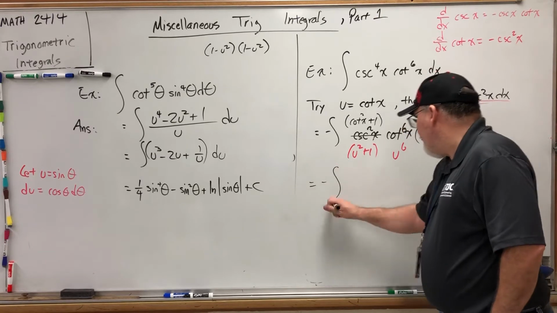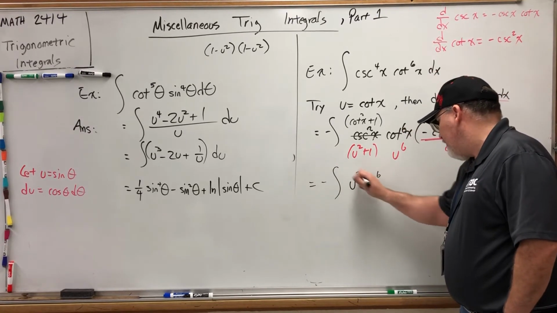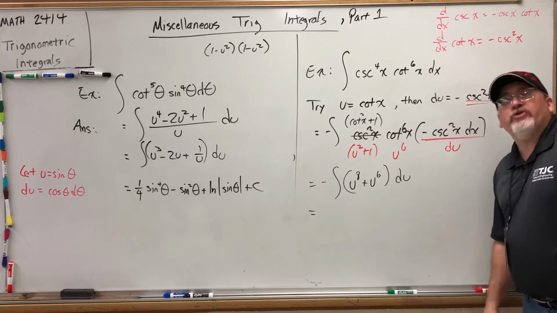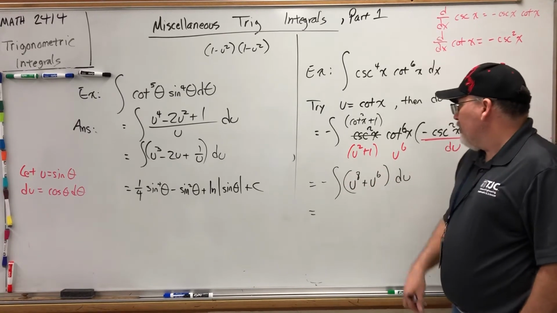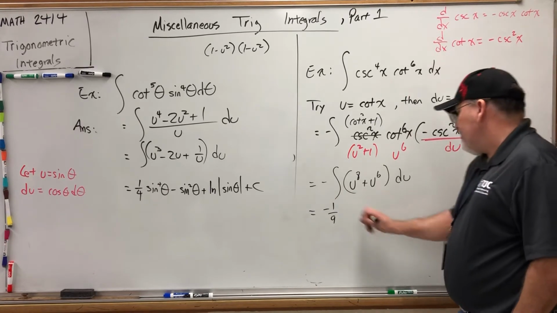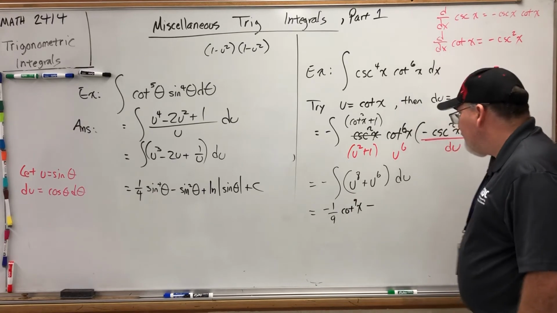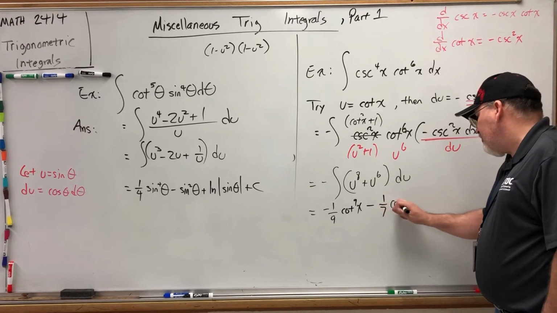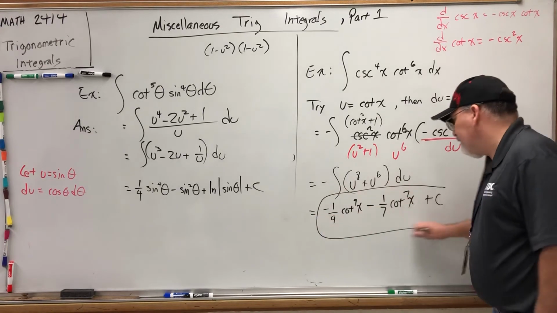We have negative integral. Let's go ahead and distribute this to get u to the 8th plus u to the 6th du. Let's integrate, distribute the negative, and unsubstitute. It's not as bad as it sounds. Everything's going to end up negative. The integral of u to the 8th is 1/9 u to the 9th. Don't forget the negative. But u is cotangent, so negative 1/9 cotangent to the 9th x minus the integral of u to the 6th is 1/7 u to the 7th, but u is cotangent, so 1/7 cotangent to the 7th x plus c, and it's over.